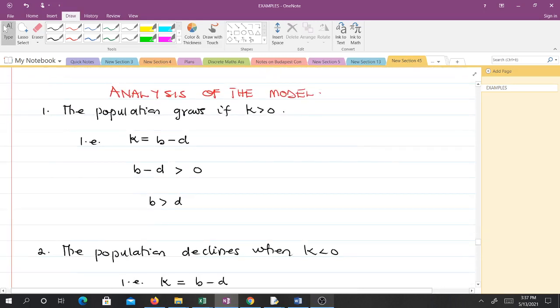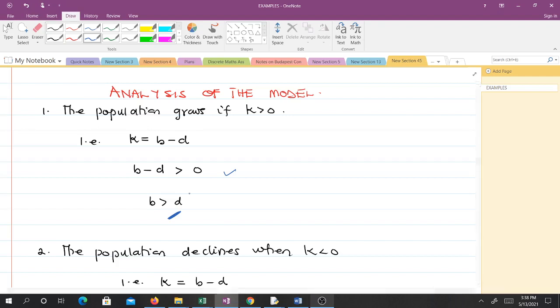So the population will grow if our k is greater than 0. And why do we say that? The k is the same as b minus d, right? So when k is greater than 0, it means b minus d is greater than 0, and this means b is greater than d. So k being greater than 0 means that the birth rate is greater than the death rate, and of course when the birth rate is greater than the death rate, that means the population will what?